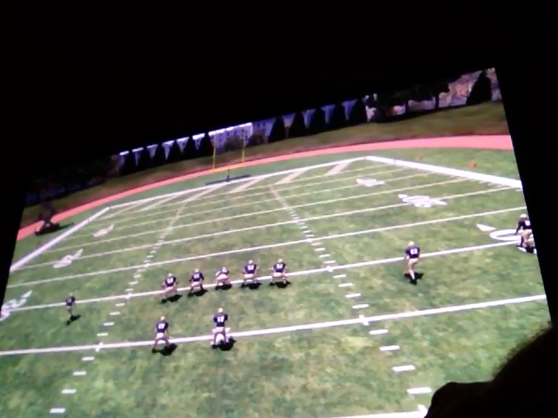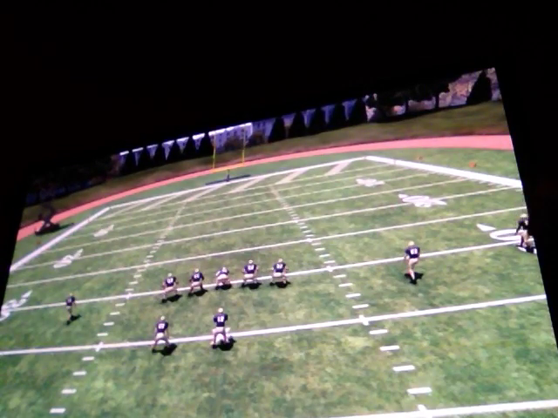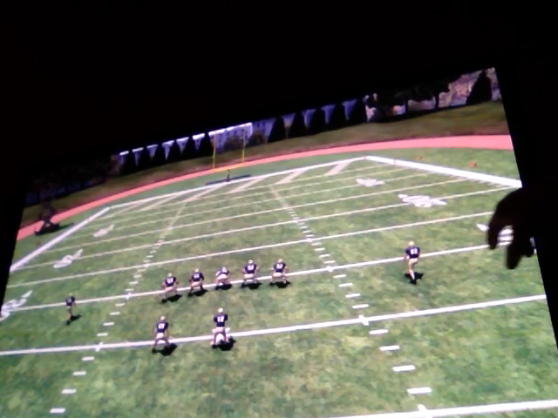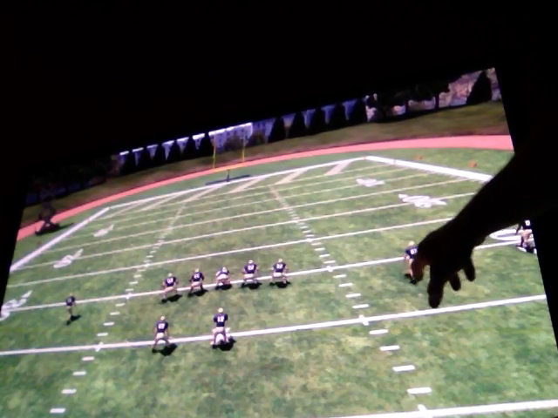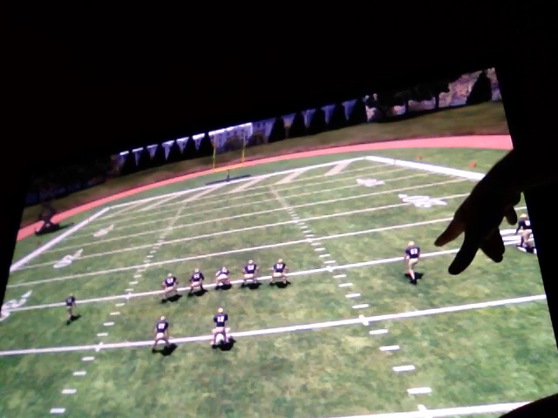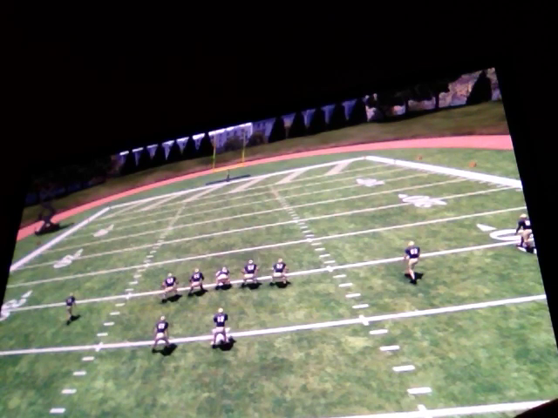Again, remember the formation, we're in spread right, or spread left rather. We have X on the ball here, H is off the ball. We have Y on the ball and Z out there off the ball. So why is it spread right, or how do we know it's spread left? Y is to the left, he's to the call. And Z is left to the call.